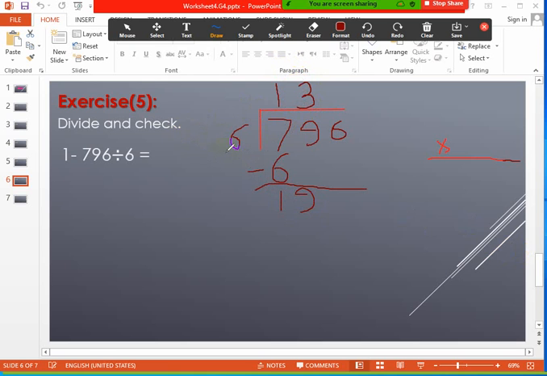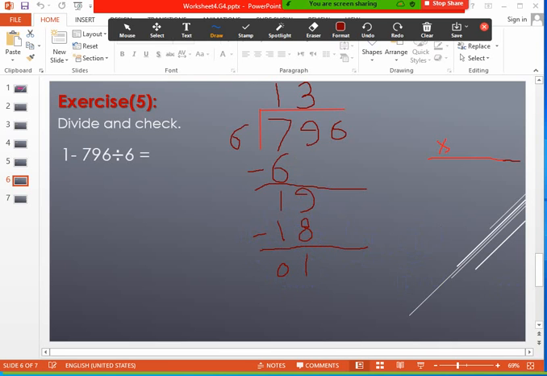Now, 3 multiply 6, as you said, equals 18. Very good. Now I will what? Subtract. Yes, 9 minus 8. Very good. Very good, Noura. Thank you so much.